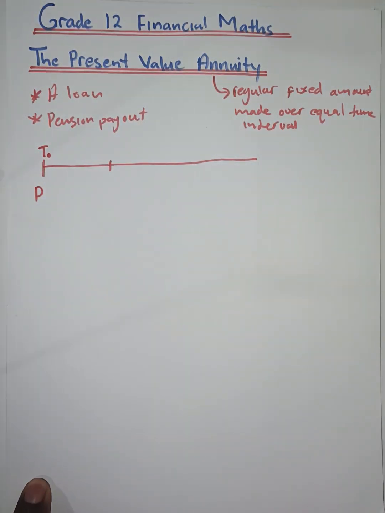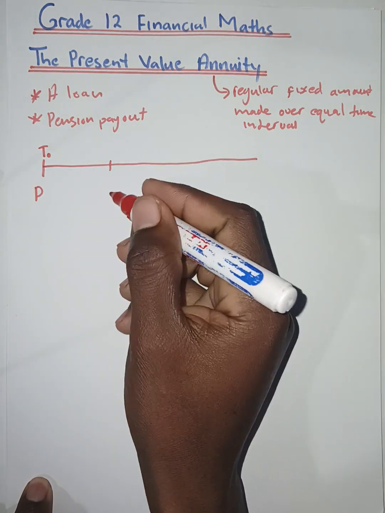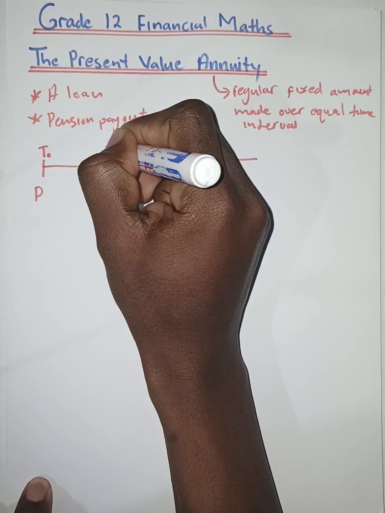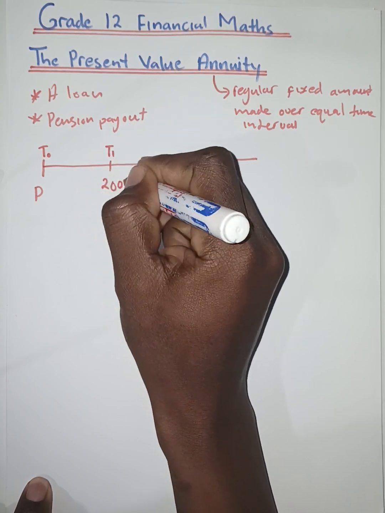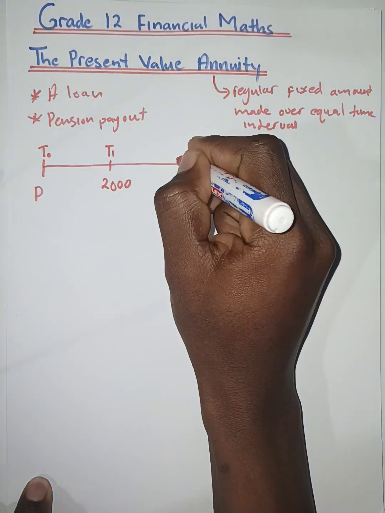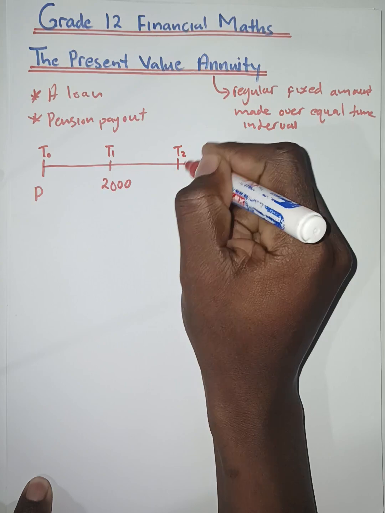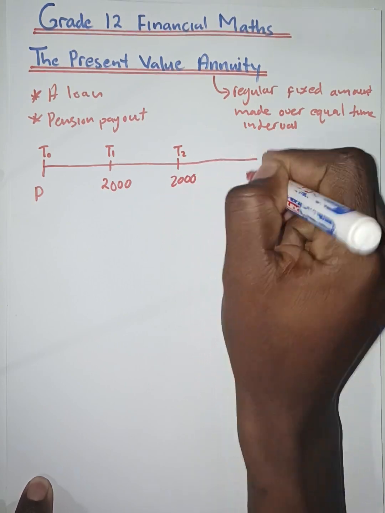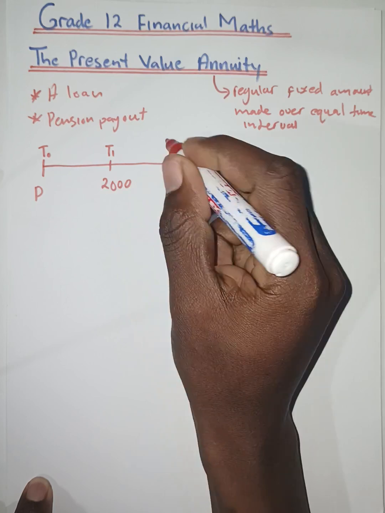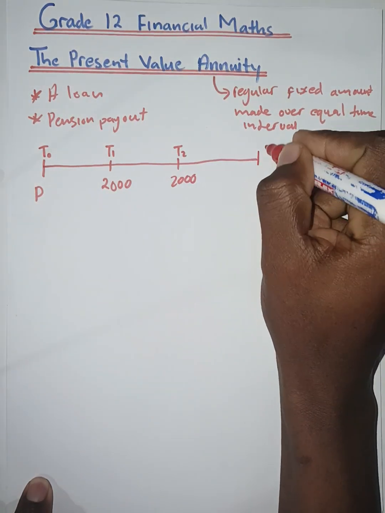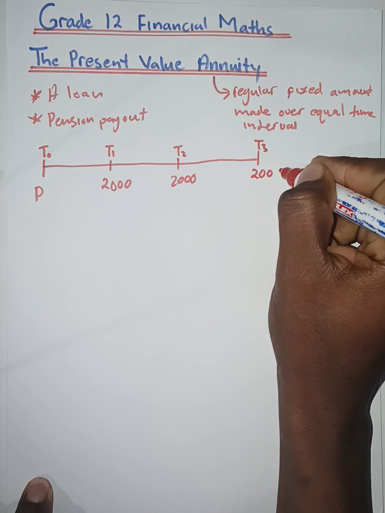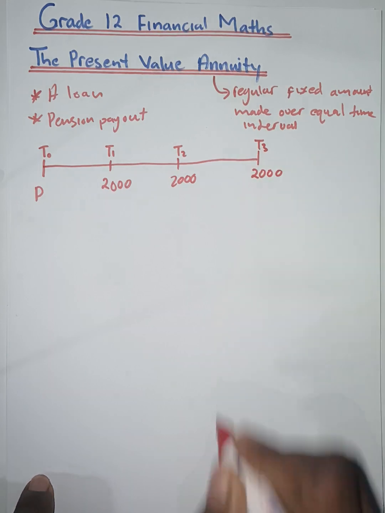Now, suppose they say that you need to pay 2,000 every, let's say, every year. So at T1 you would pay 2,000, and then at T2 you pay another 2,000. Now remember, with an annuity, this has to be a regular fixed amount, so you must pay the same amount. So again, they say at T3 we pay another 2,000, and then they say that your loan is finalized.